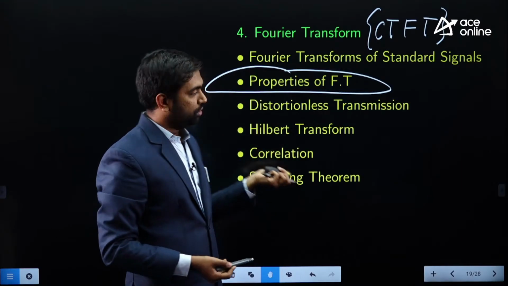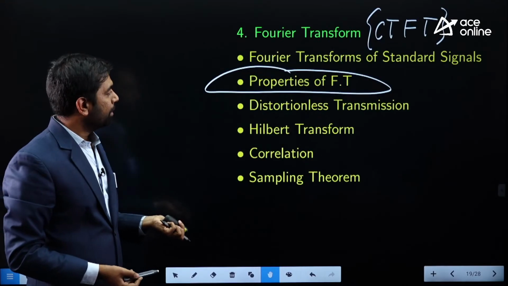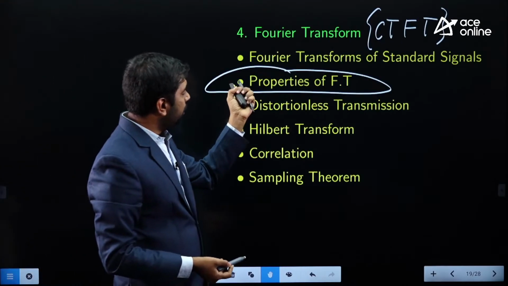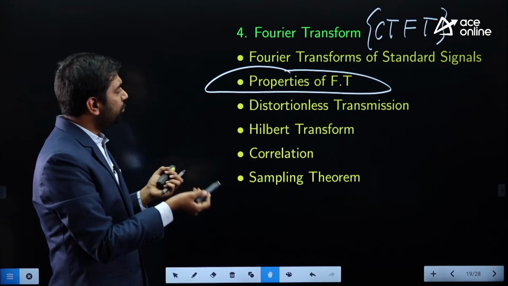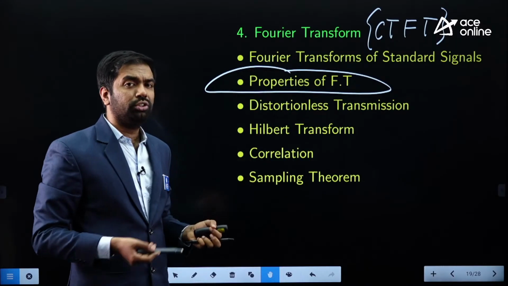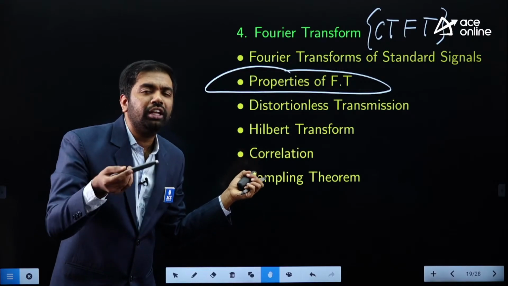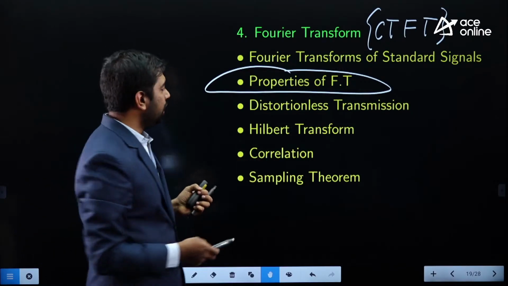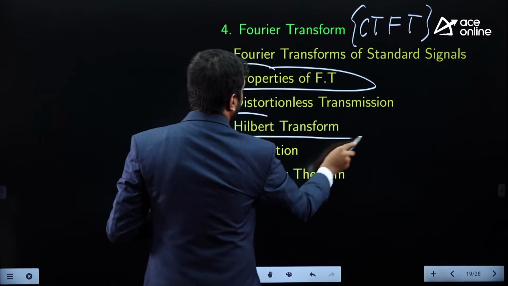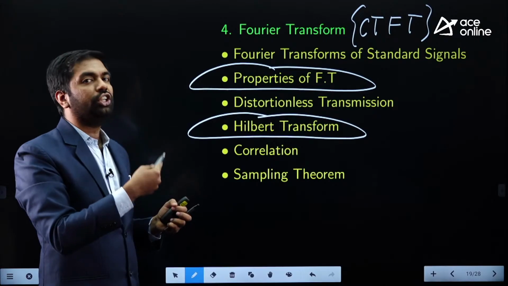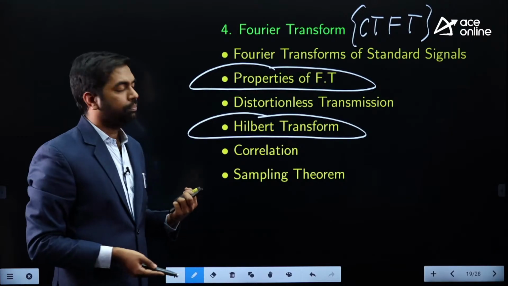Properties of Fourier transform. See, I have listed all these properties. So you are supposed to learn about these properties. And then what's the condition for distortionless transmission of a system? This is what you have to learn. Hilbert transform. How do you find the Hilbert transform of a signal? Again, this particular topic is going to be so useful for communication, especially for EC and instrumentation. This is going to be very useful.